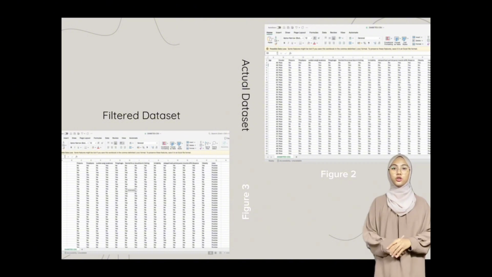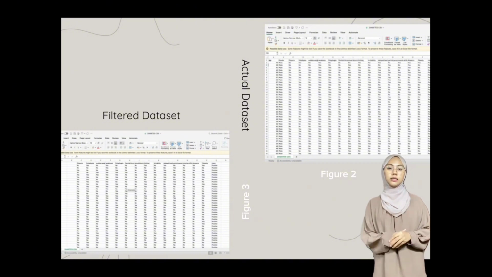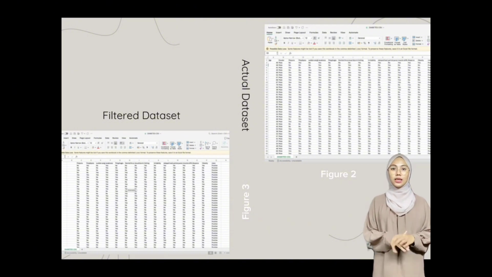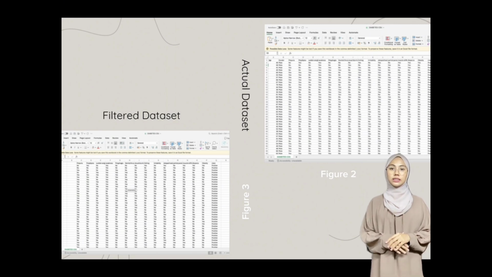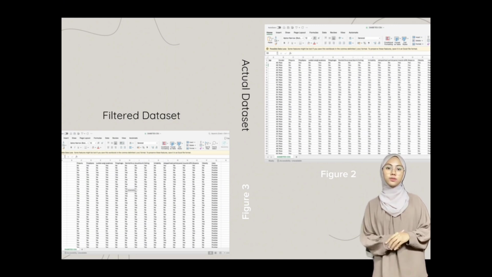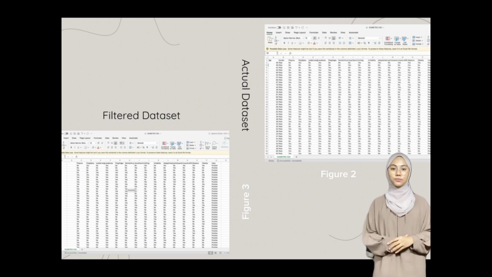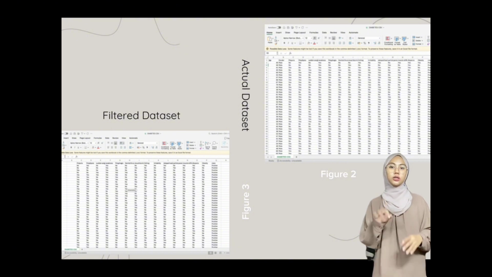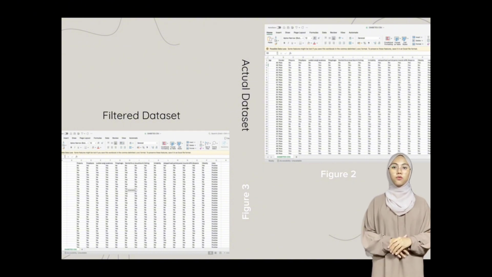Figure 2 shows the actual original dataset that was used in the analysis. This is the full, unfiltered dataset containing all 17 attribute types that were initially present. In contrast, figure 3 shows the filtered dataset. From the original 17 attributes, only the 6 key attributes were selected and analyzed further. The filtering process removed the unnecessary attributes, leaving just 6 important ones for the final analysis.